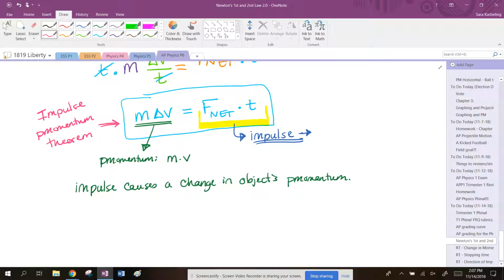Another option would be to have a really, really small force that acts over a really long time. The game is that in a lot of cases, it's better to act over a longer time to minimize the force. Okay?